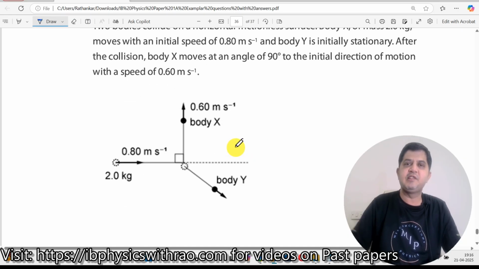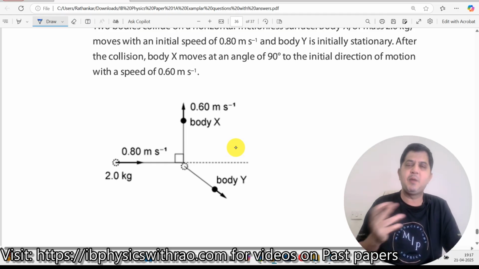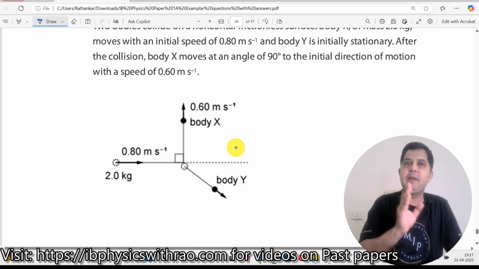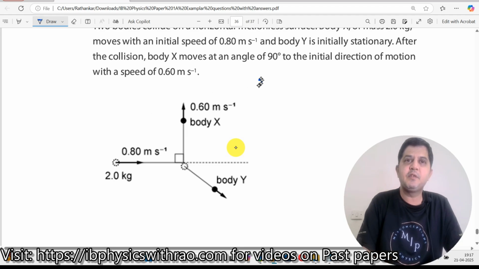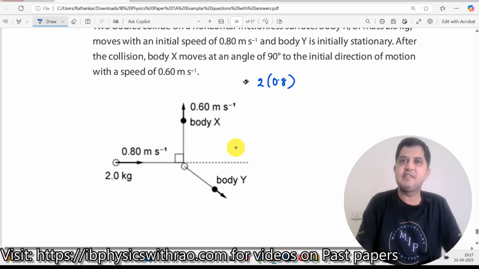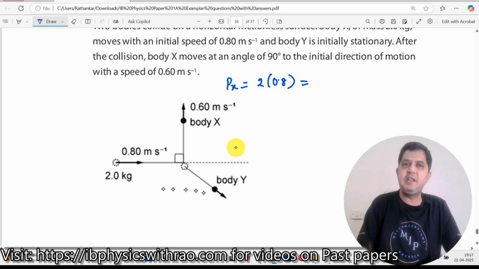You need to find the momentum of Y. How do we do it? As you know, in 2 dimensions, you equate the X component of the momentum and the Y component of the momentum. So don't equate P before collision and P after collision directly. That's not correct. So what is the momentum before collision? This should be 2 into 0.8, and this is nothing but your Px. Now I should equate this Px for the Px of this body, right?